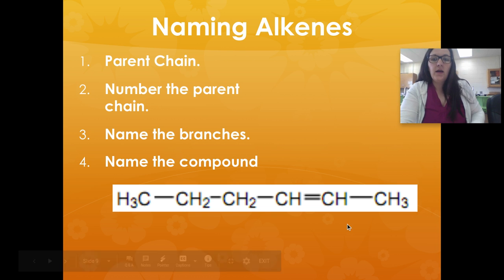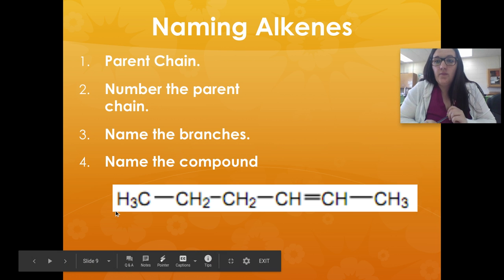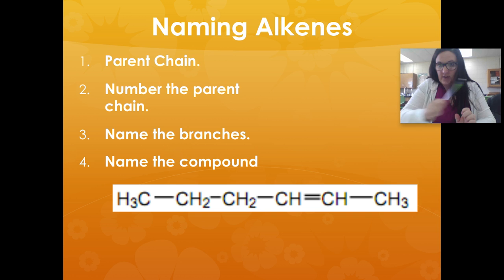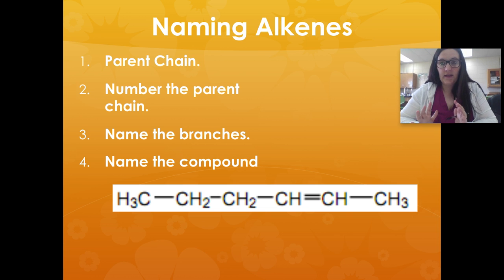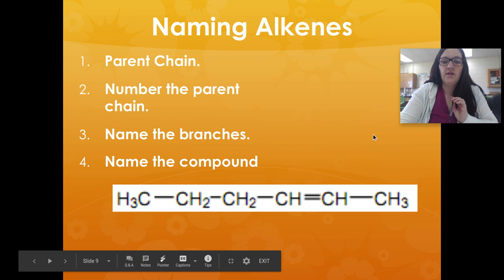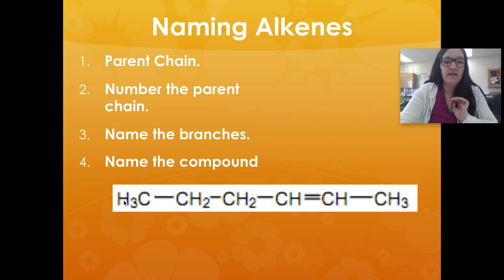Whoop, there I am. All right, so this one's easy because there's no side chains. Everything's in a straight line. And I have 1, 2, 3, 4, 5, 6 carbons. So my parent chain is going to be a 6-carbon molecule. I want to start numbering from the side closest to the double bond, which would be this side here. So this would be my 1, 2, 3, 4, 5, 6 carbons.